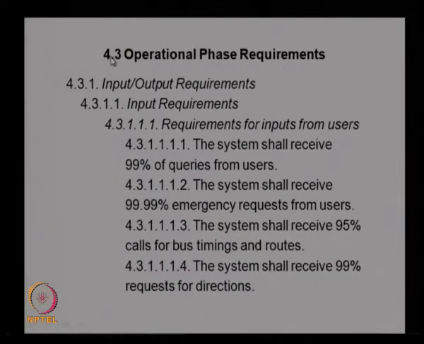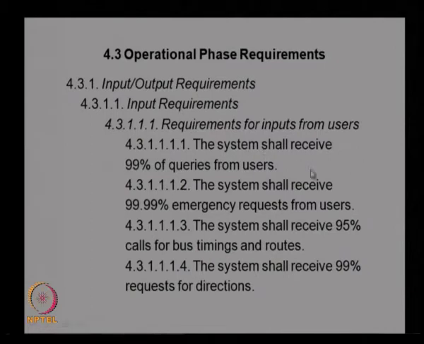Then we will write down the operational phase requirements. So we can actually have different requirements depending on the phase, as we know that there are various life cycles. For those life cycles, we need to write down the requirements. So we are looking at the operational phase requirements here, the input output requirements. We are giving the numbering 3.1 for the input output requirements, and in this one we will identify the input requirements first, and then the requirements for input from the users.